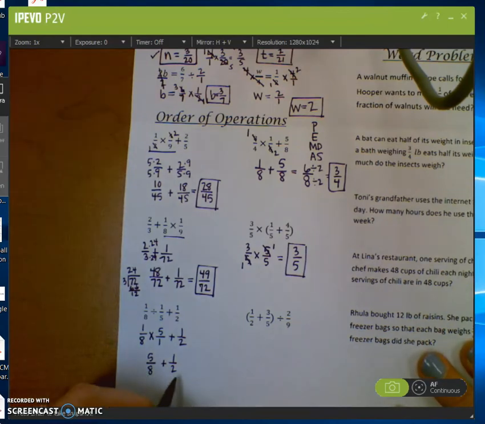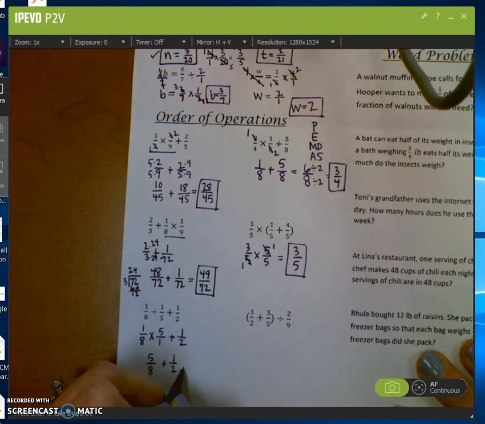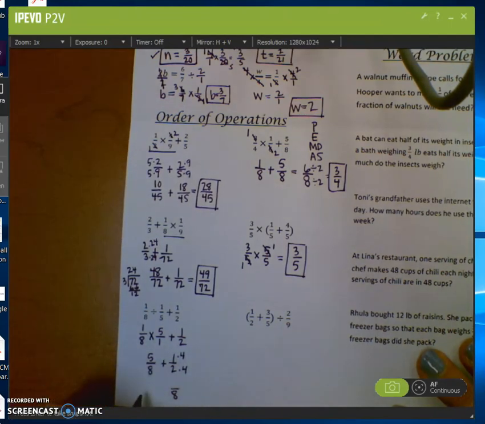To add fractions, I have to create a common denominator. In this case, it's going to be 8. So I'm going to do 2 times 4 will give me 8. 5/8 will stay the same. So I have to multiply numerator by 4. 1 times 4 is 4. And 5 plus 4 is 9. Keep my denominator of 8.